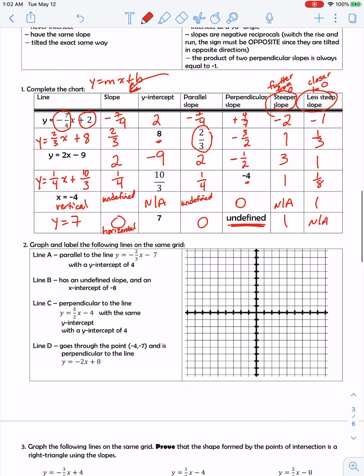And then this last example, or sorry, this isn't the last example. Graph and label the following lines on the same grid. So a parallel line, something parallel to this line, but has a y-intercept of 4. So that means we need 1, 2, 3, 4. We need to go through 4 on the y-axis.